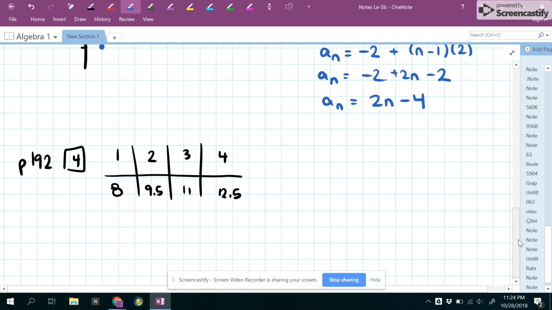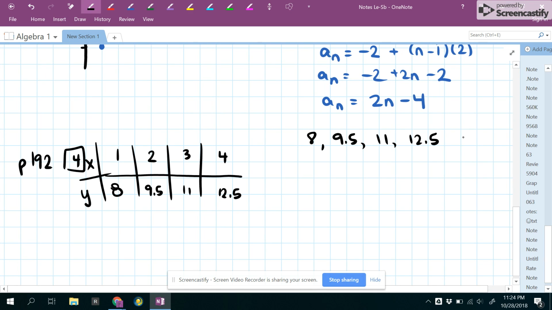If you were to turn to page 192 and find problem 4, this table would be there. And I would like us to write an equation for this list. So first of all, the numbers on top are the x values. And the numbers on the bottom are the y values. And we're using n for the top, so that's just the location in the list, and y is our numbers. So we have 8, then 9.5, then 11, then 12.5.